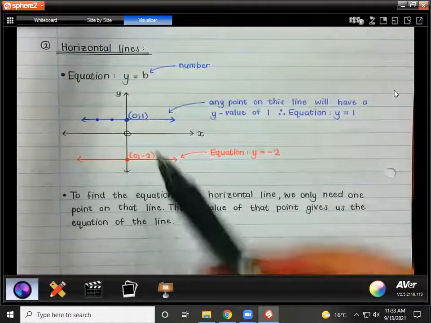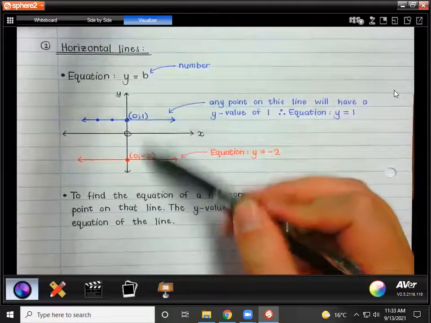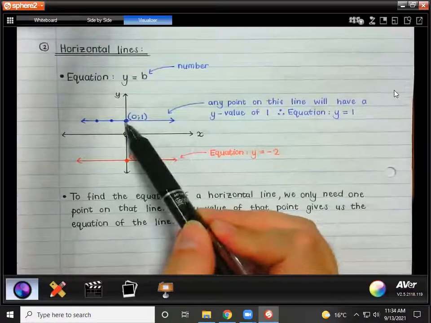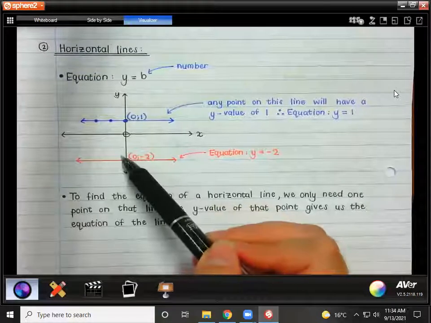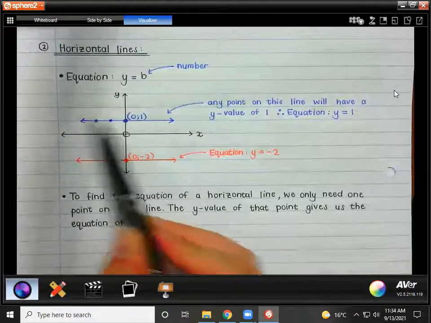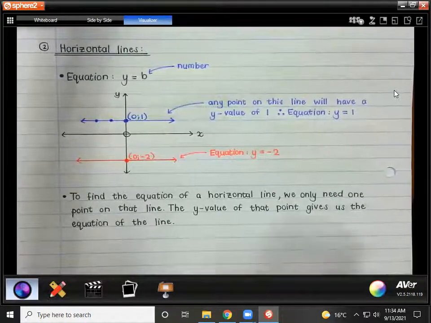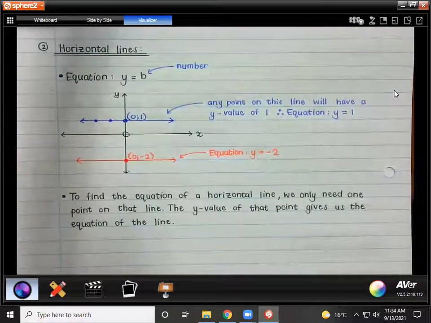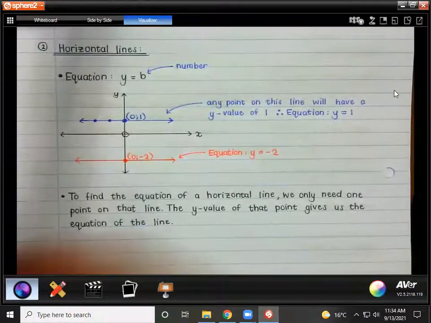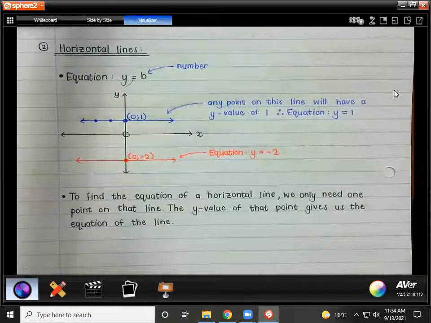Now, what do we notice? These are 2 horizontal lines, both with an equation of y equals a number. Do we notice that they only cut the y-axis, right? Does this line go through the x-axis? If it's a straight line, it's going to be straight forever and ever, all right? It will never cut the x-axis. This line, a horizontal line, only cuts the y-axis. So that's a way of remembering that the equation has to be y equals something, because it will only cut the y-axis.